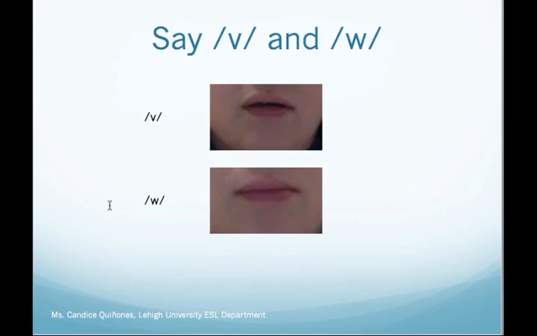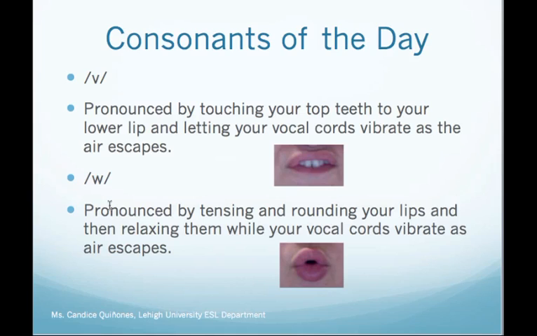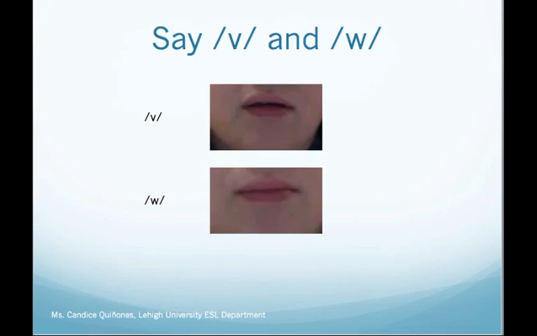The W. The W is pronounced by tensing and rounding your lips and then relaxing them while your vocal cords vibrate as the air escapes. Okay? W. Put those lips together. W. Alright? Now practice. V. V. V. W. W. W.